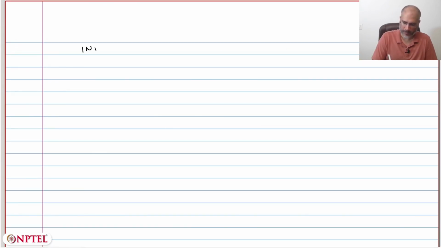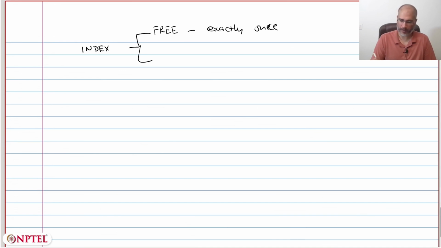So I'll summarize. An index can either be free if it appears exactly once in a mathematical term, or repeated, or dummy, if it appears exactly twice.